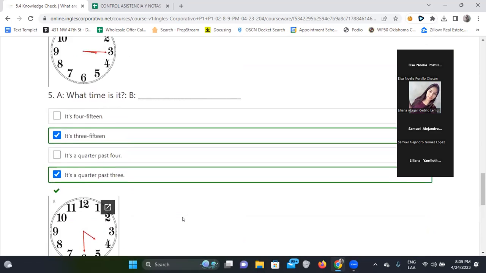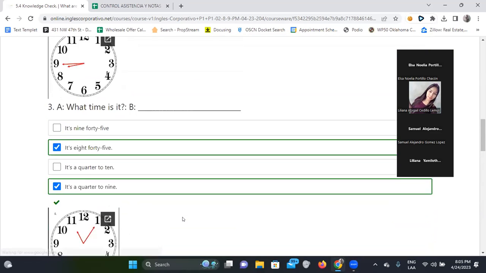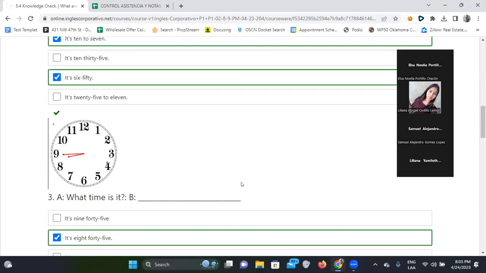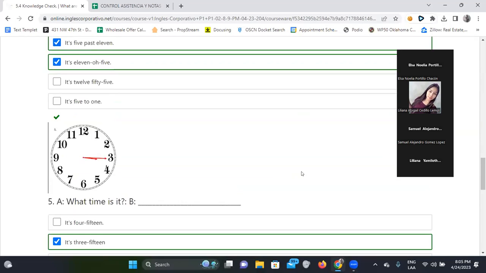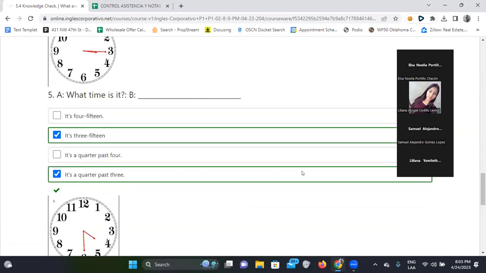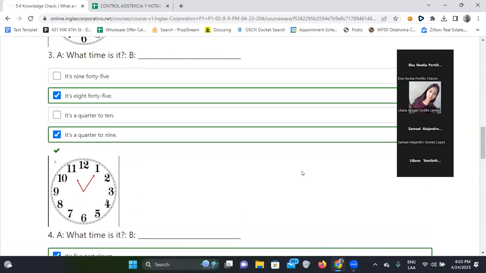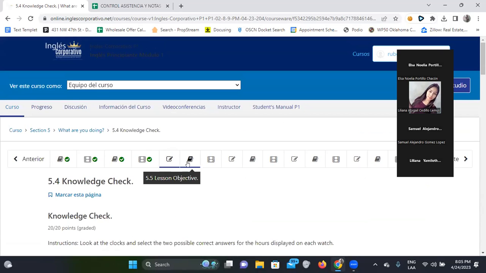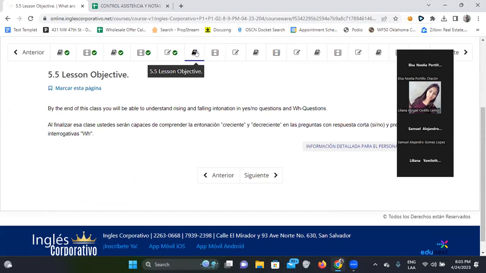I see that everybody understands how to express the time. Any questions in regards to this section? Questions? Nothing. Okay.